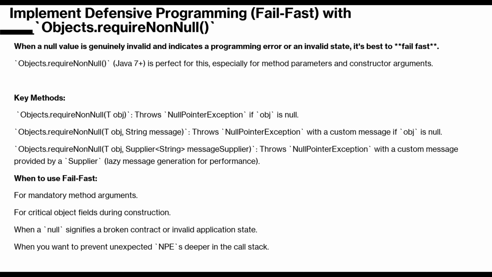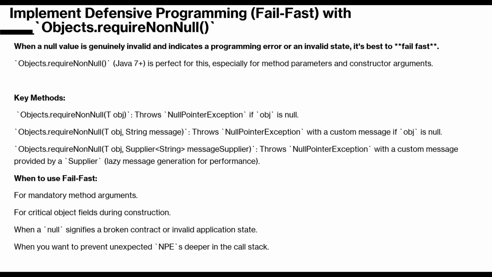Now, when to use this particular path? When you have some mandatory method arguments, some critical objects during the construction process, or where a null is going to significantly break your contract or cause some invalid application state. In that case, we use it, and also when you want to prevent a NullPointerException when there is something unexpected in the calls. In that case, make use of it.